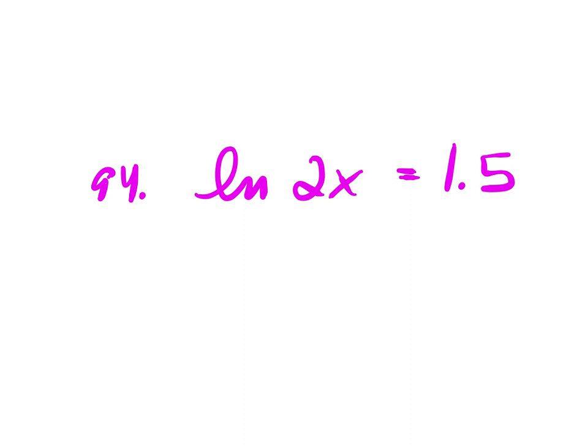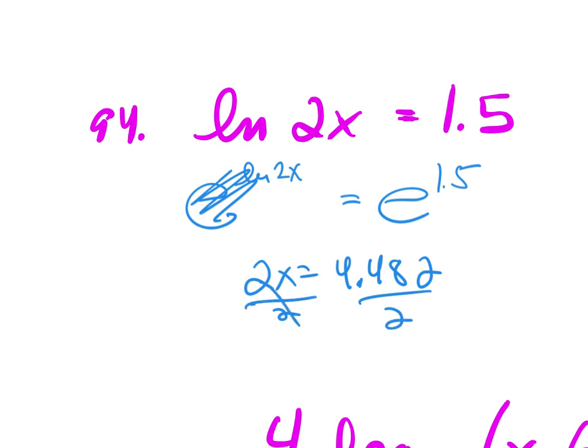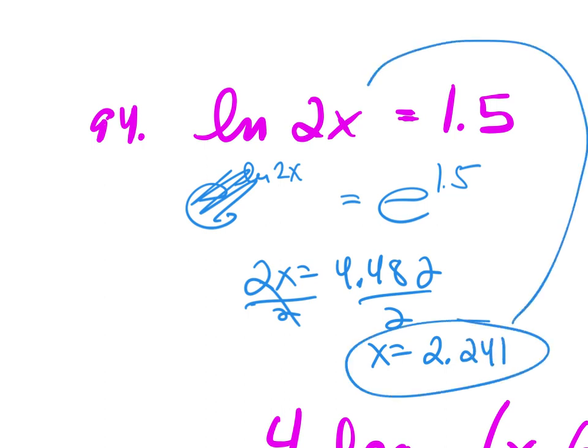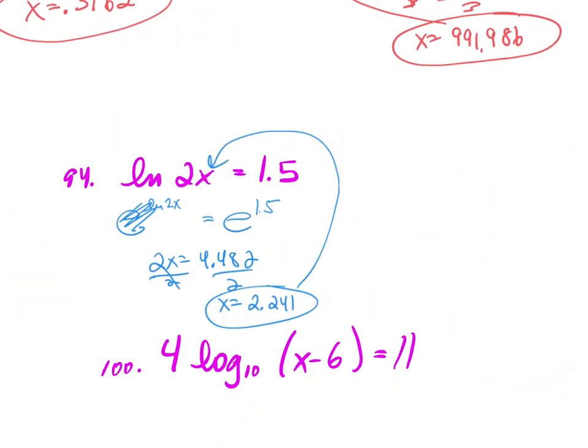So I'm just going to say opposite of natural log is e. So e to the ln 2x equals e to the 1.5 power. E and ln cancel out. You have 2x equals e to the 1.5 power. So e to the 1.5 gives me 4.482. Divide both sides by 2. And x equals 2.241. Take that, plug it in here, make sure it works. It cannot be negative. Make sure you pay attention to that.